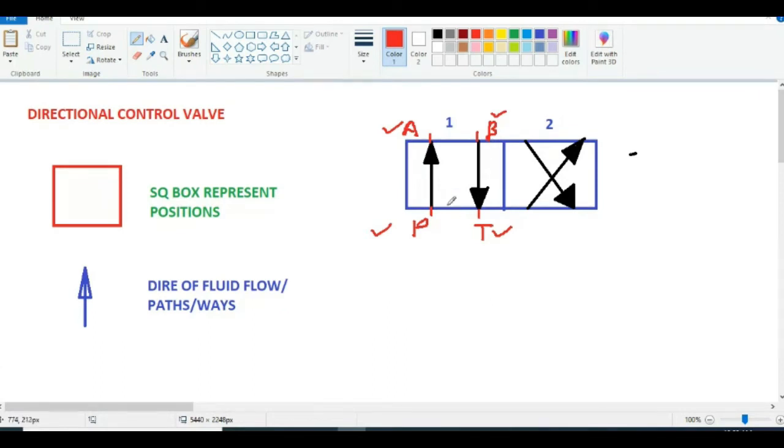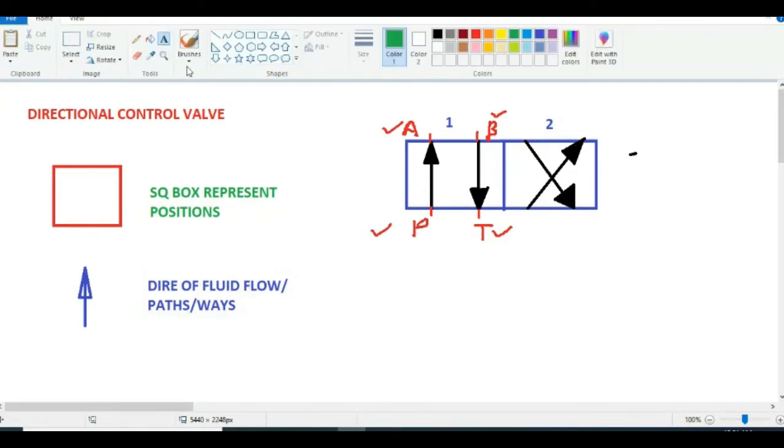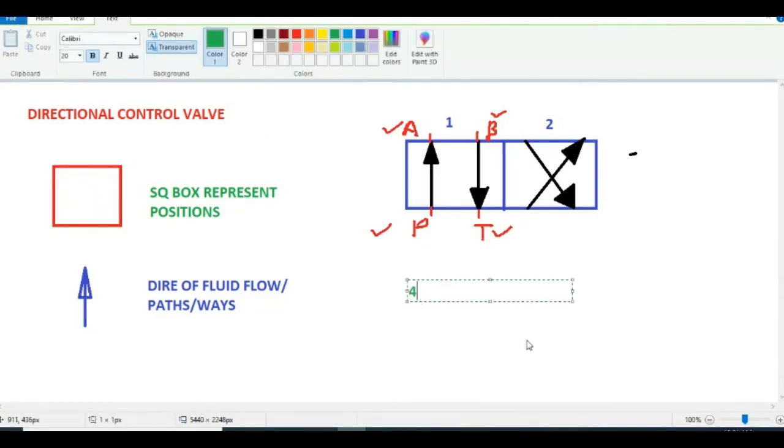So how can you label this direction control valve? Here we are having how many positions? Two positions. And if you count here, how many ways and how many paths are available? A, B, P and T. In total we are having four ports, and two positions. So the name of the symbol is the 4 by 2 direction control valve.